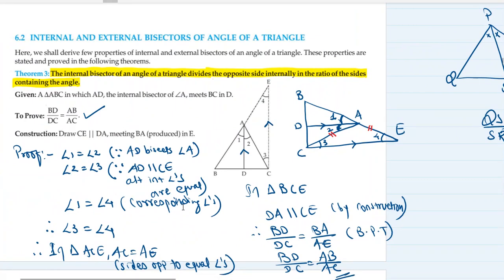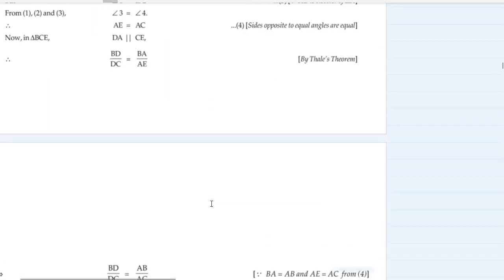This construction and all is just to prove this theorem. Although this theorem has not been asked in exams till date, since we have used BPT for proving angle bisector theorem, it becomes important. There might be a question close to this theorem which can be asked in the exam. So you must study this theorem because it is one of the applications of BPT. Okay, so we have proved it. Let's see what is next.